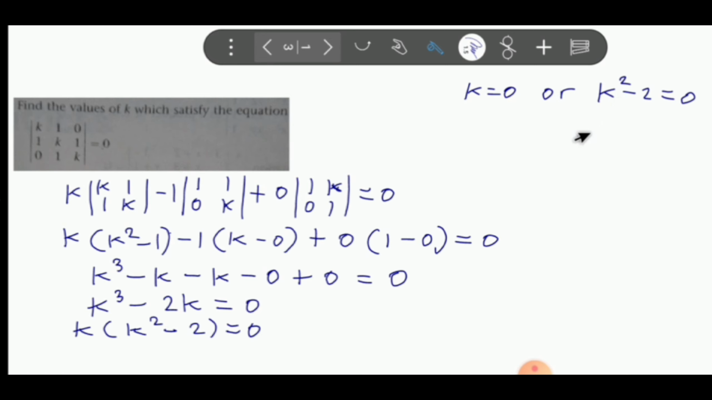So here will be k square equal to 2. So from here now I can say take the square root of both sides. So here will now be k equal to plus or minus root 2. So that's our answer. Thank you.